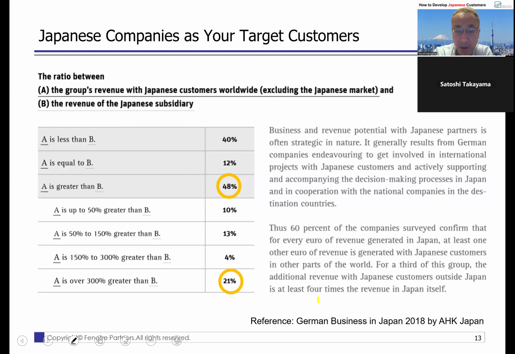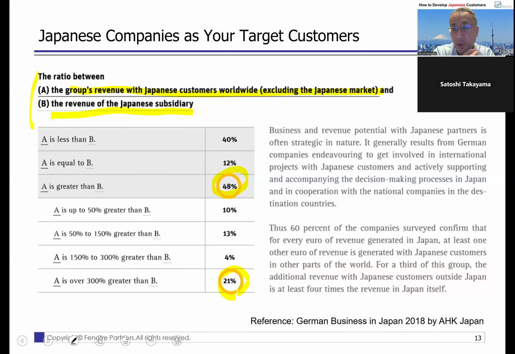And this is a very important report made by AHK, the Chamber of Commerce and Industry of Germany. Their Japan office distributed a questionnaire to their members, German companies located in Japan. And they asked, which is bigger, A or B? B is sales revenue from Japanese customers to their Japanese subsidiary, so sales inside Japan. And A is global sales outside Japan. Almost half of the German companies here answered A is bigger than B. So they are doing business development in Japan, but they earn more money outside Japan. And 20% answered A is 4 times bigger than B. I think that figure may seem surprising to you.